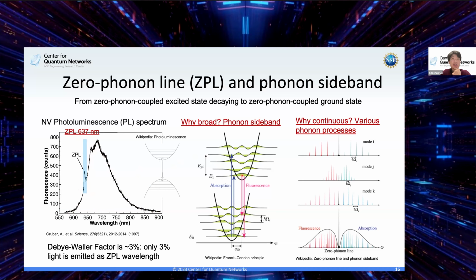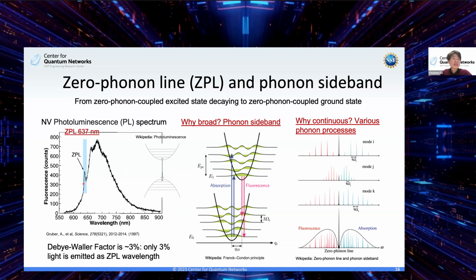This is the zero phonon line, which means the transition is purely optical. It's actually from the zero phonon state of your excited state jumping to the zero phonon state of your ground state. This created this little peak that you're seeing here.